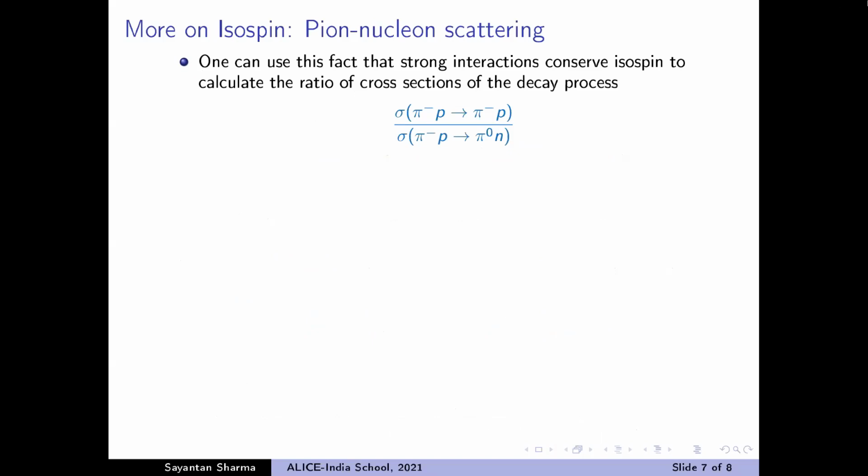Okay, so the fact that isospin is conserved in strong interactions can be used to understand different physical processes. For example, if you want to look at the scattering rates of strong interactions, if you have the scattering between pi minus and a proton, then it may go to pi minus and a proton, or pi 0 and a neutron. And one has to calculate the relative cross sections of these two processes.